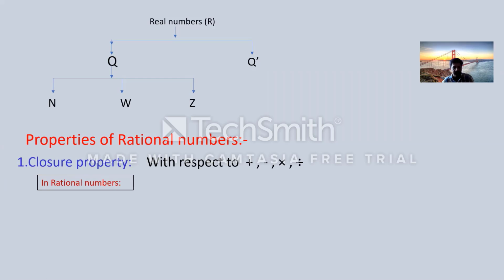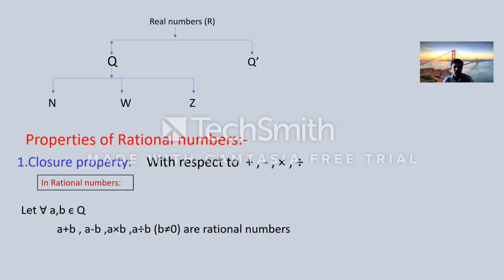Properties of rational numbers. We will verify whether rational numbers satisfy closure property with respect to four fundamental operations: addition, subtraction, multiplication, and division. Now, let us take a and b, two rational numbers. Then the sum of the two numbers is again a rational number. The rational numbers satisfy closure property.